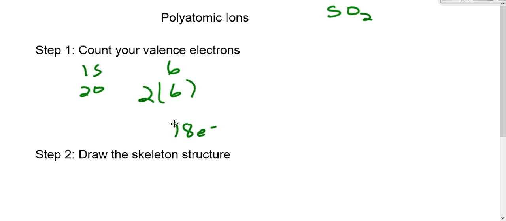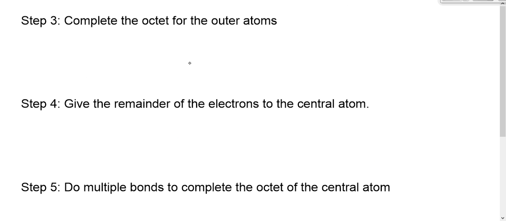Next step, draw the skeleton structure. So sulfur, 2 dots with oxygen, 2 dots with oxygen like this. There you go. That is our skeleton structure. Next, complete the octet for the outer atom. So let's draw that skeleton again. We have our oxygens like this. So now we're going to complete the outer electrons.